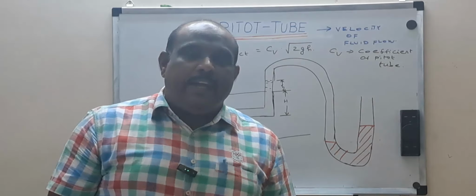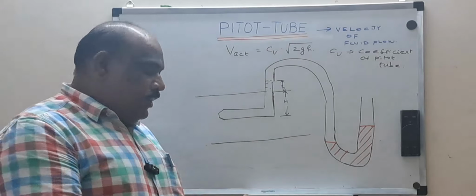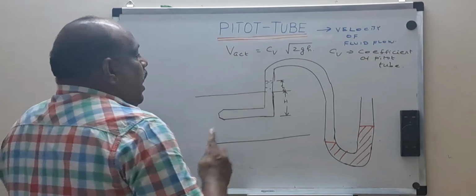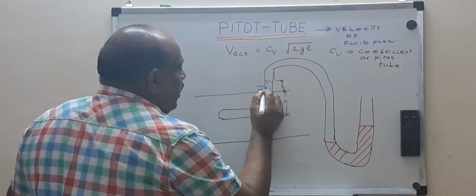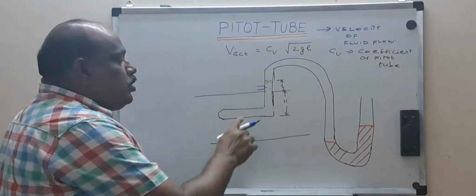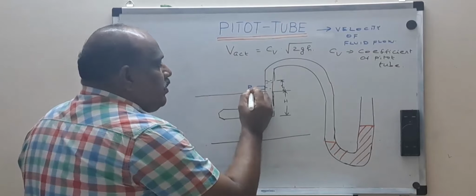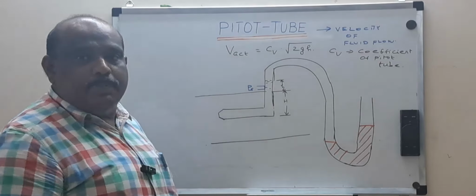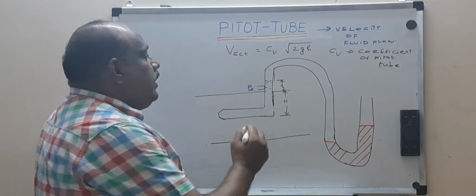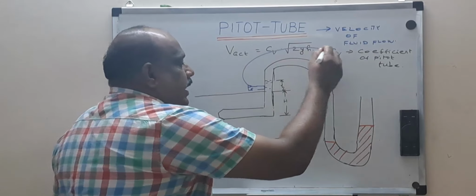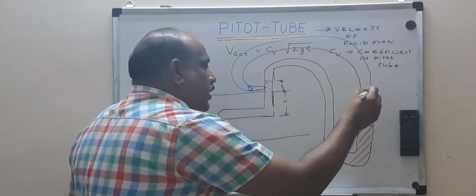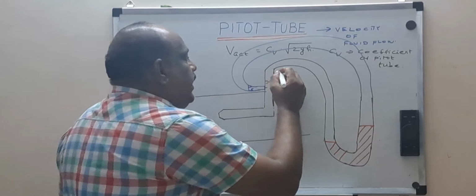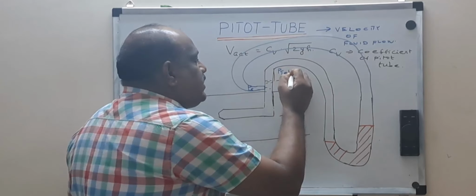So for that, what we have to do is, along the wall, along this wall, they will make another hole. So this pressure will give me what? This pressure will give me the static pressure. Now you connect this end to the other side of the manometer. So here you are getting P total or P stagnation.